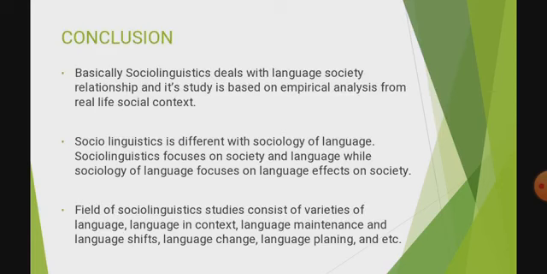Let's move forward. Here is the conclusion of my video presentation. Basically, sociolinguistics deals with language and society relationships, and it is studied through empirical analysis from real life social context. Sociolinguistics is different from the sociology of language. Sociolinguistics focuses on society and language, while the sociology of language focuses on language's effects on society. The field of sociolinguistics studies consists of varieties of language, language contact, language maintenance, language change, language learning, and so on.